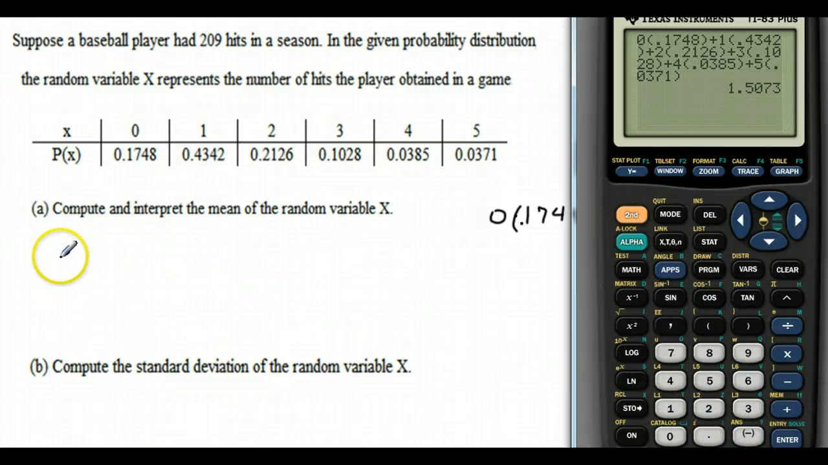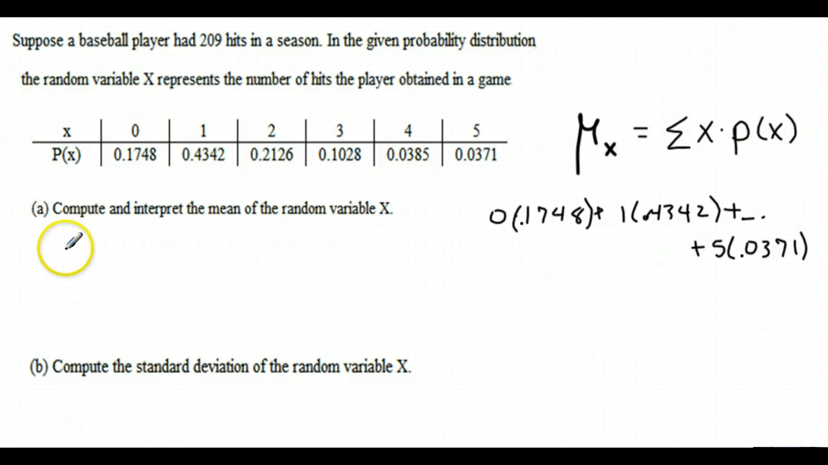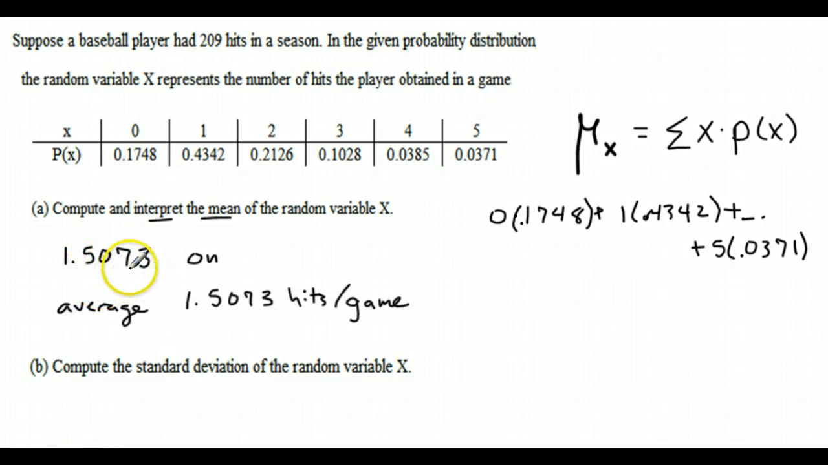Alright, now do that, I get 1.5073. Alright, compute and interpret the mean. Don't forget to do this part, and interpret the mean of the random variable x. So this means, on average we would expect roughly 1.5 hits per game. So on average 1.5073 hits per game, and then again this is assuming that he goes to bat 5 times in a game. So that's what we would interpret that as.